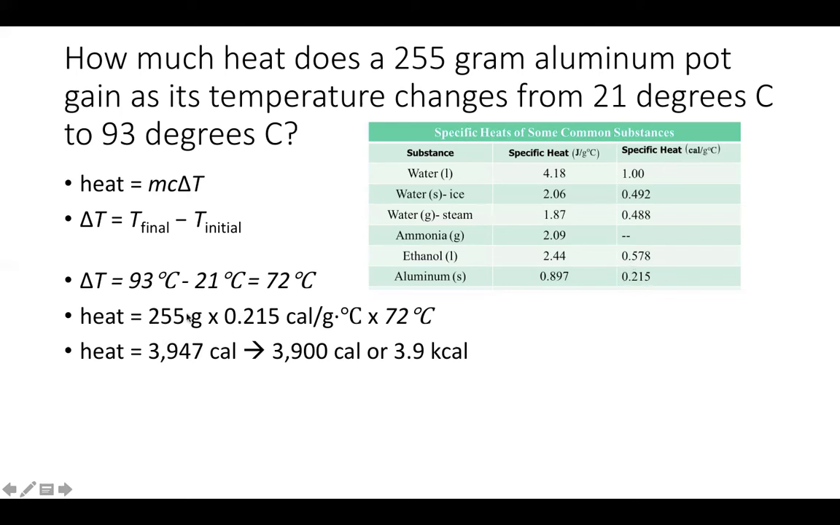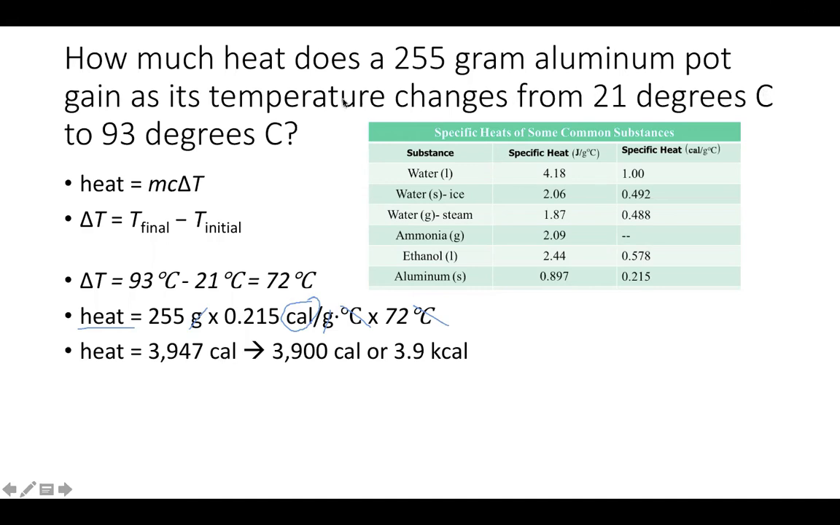So we end up with the mass, 255 grams, times the specific heat, 0.215 calories per gram degree Celsius, times the temperature change, 72 degrees Celsius. Let's see. If I do that, my grams cancel and my degrees Celsius cancel, and I'm left with a unit of calories, which is a unit of heat. So that's good. Energy. So I end up with 3,947 calories.